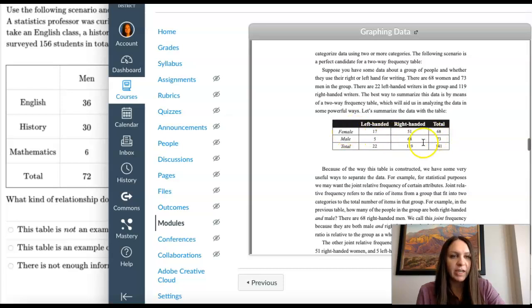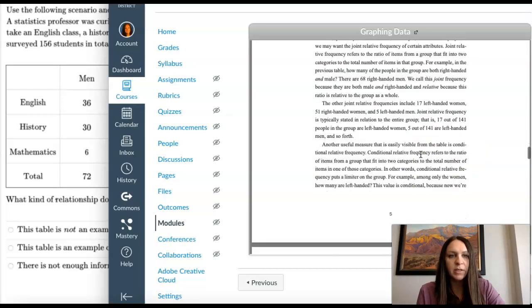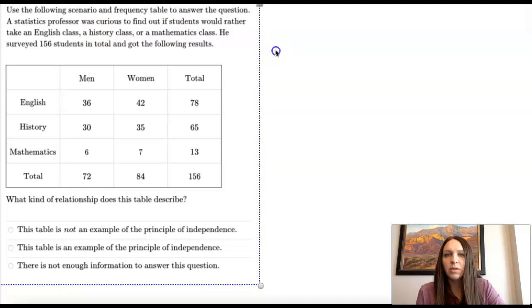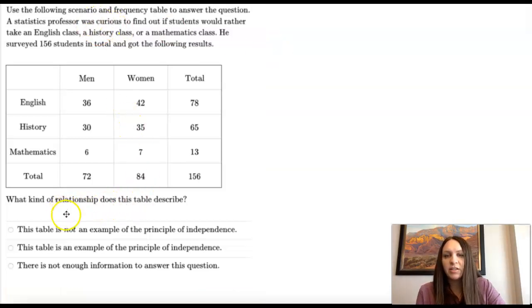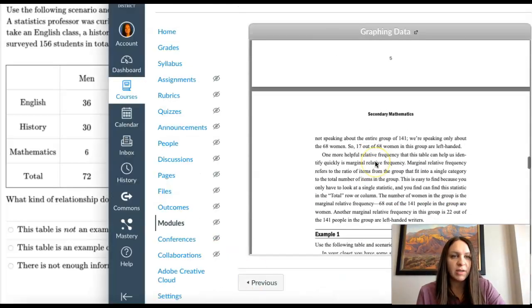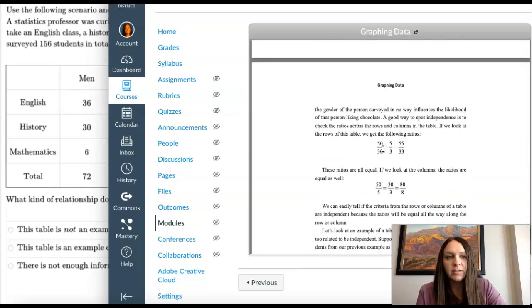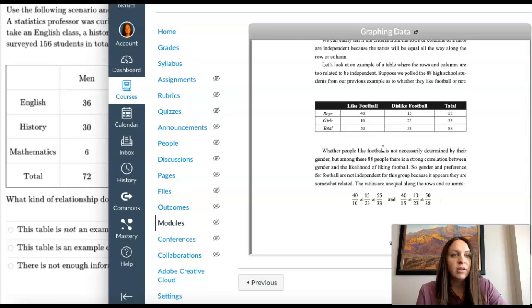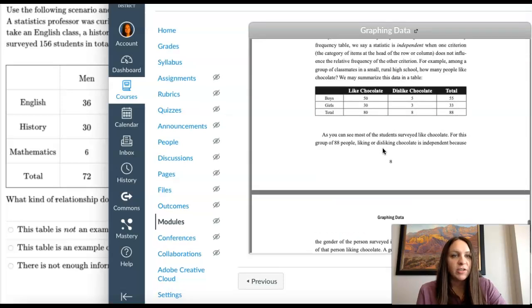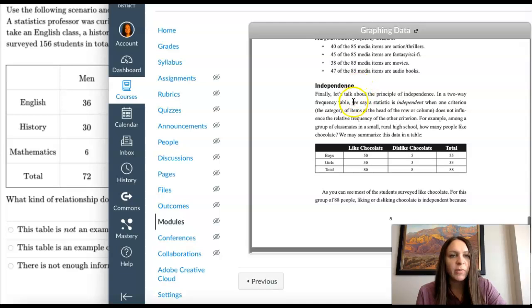So it's where we put data into a table, and then we have the total amounts on the bottom and on the side. So this first question, you're gonna have a lot that talk about the principle of independence. So the principle of independence is when something happens that's independent of everything else. That's why it's called the principle of independence. I'm looking for the actual description over here. So we say a statistic is independent when one criterion does not influence the relative frequency of the others. So when one doesn't affect the other, it's independent.